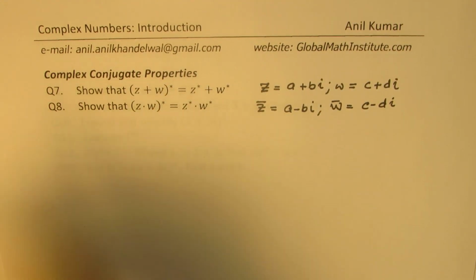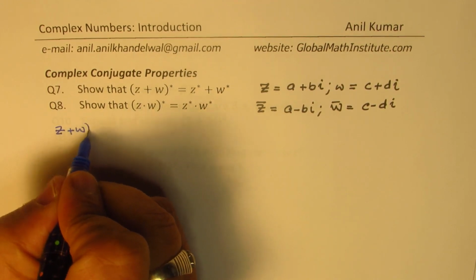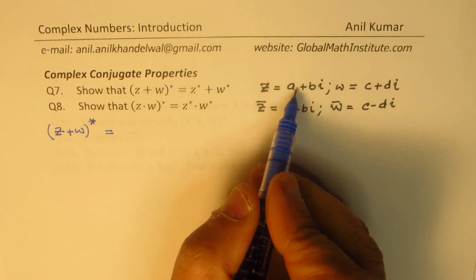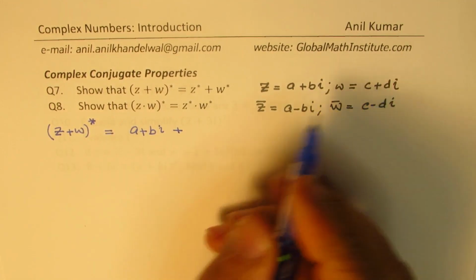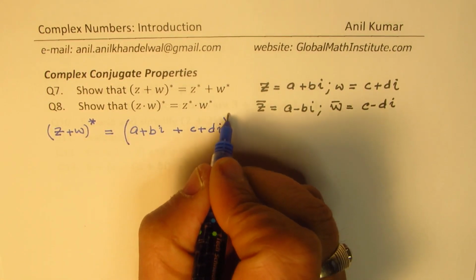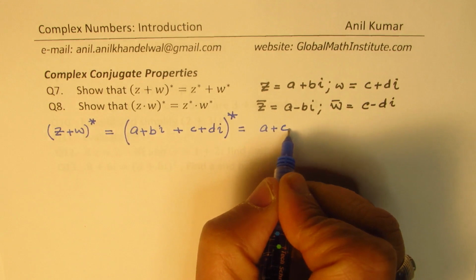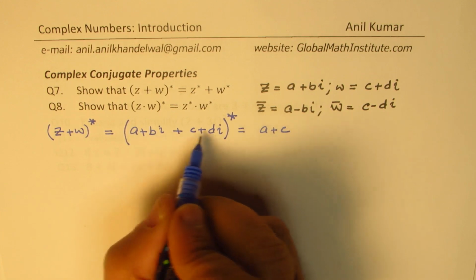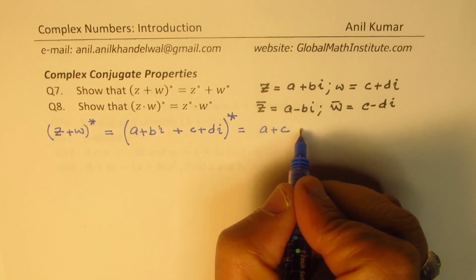So now let's explore the properties. So the first one is the conjugate of z plus w. So z plus w, let's say z is a plus bi. So we have a plus bi plus w is c plus di. So we have c plus di, conjugate, right? Now we can combine the real parts, which is a plus c, and we can combine the imaginary parts, which is b plus d i.